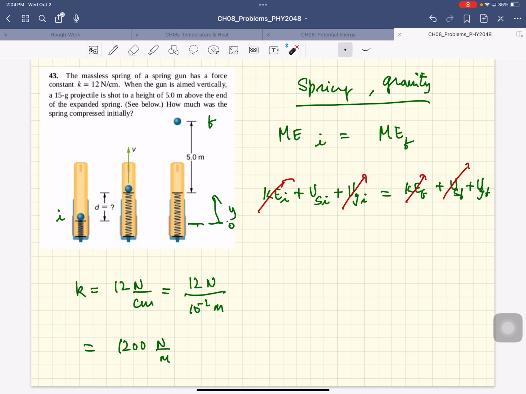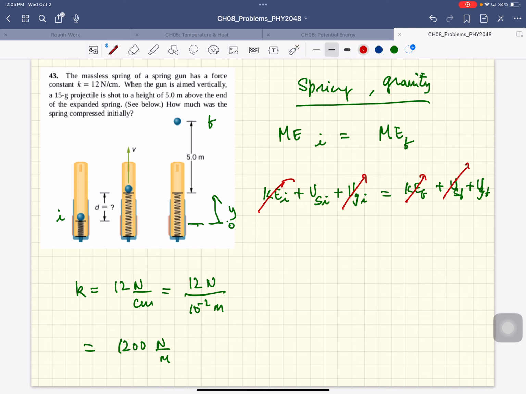Okay, so what are we saying? You see, the spring potential energy got converted to gravitational potential energy. That's what happened. You compress this spring, it had spring potential energy, and all of that got converted to gravitational potential energy. In the middle, the spring potential energy was being converted to kinetic energy and gravitational potential energy. But in the final configuration, all that kinetic energy also got converted to gravitational potential energy. So that's what we are saying here.